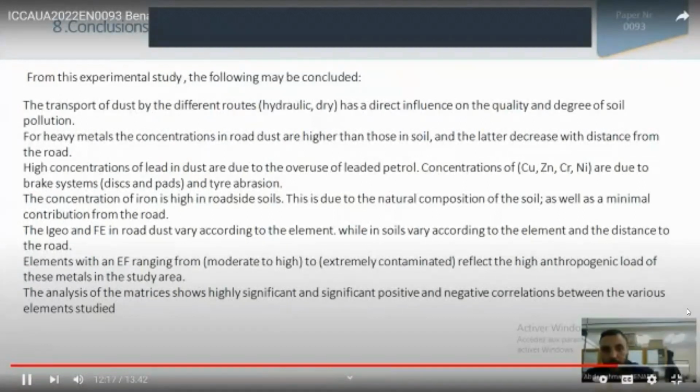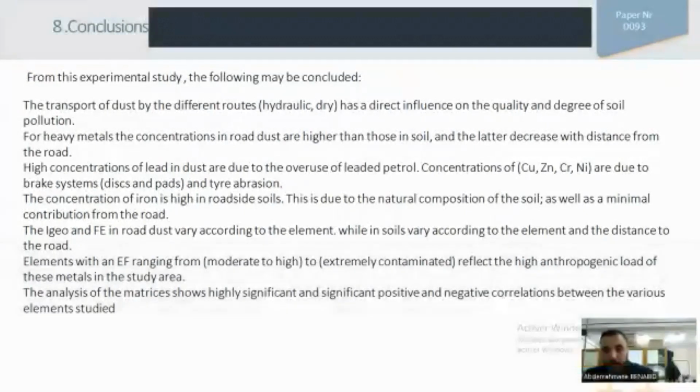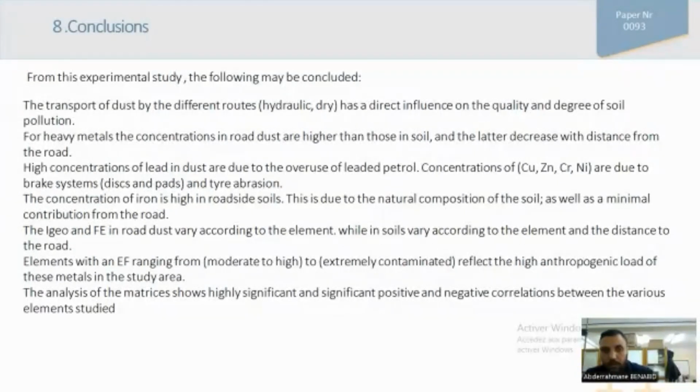High concentrations of lead and dust are due to the overuse of leaded petrol. Concentrations of copper and zinc, chrome and nickel are due to brake systems, discs and pads, and tire abrasion. The concentration of iron is high in roadside soils. This is due to the natural composition of the soil, as well as a minimal contribution from the road.